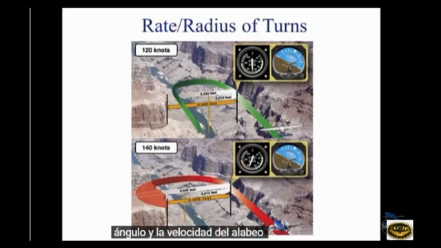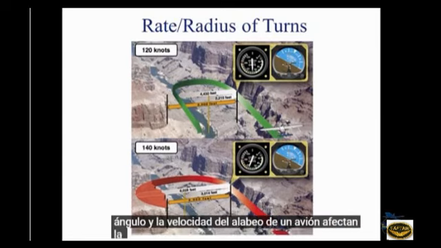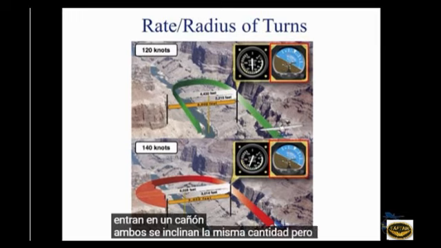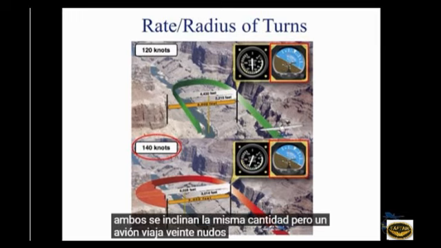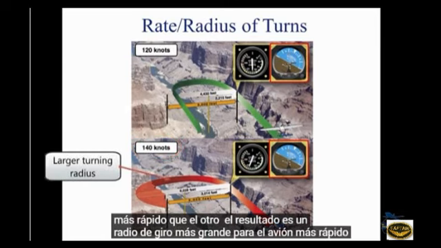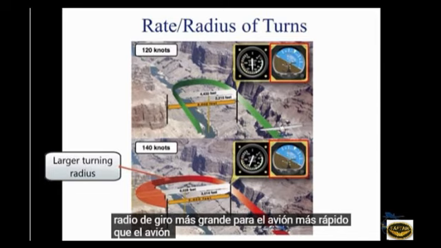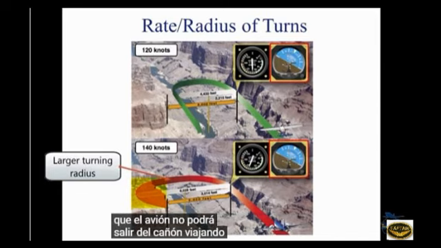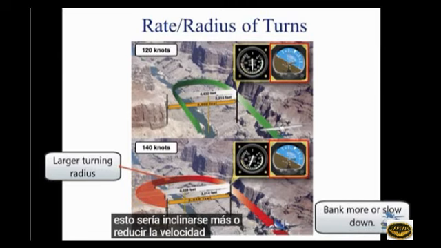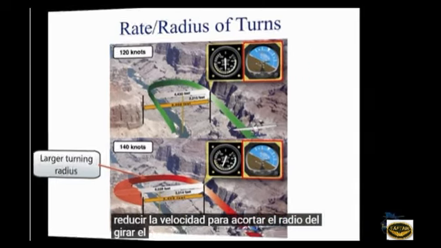An airplane's bank angle and speed affect how quickly and in what distance it can turn. In the above example, 2 planes enter a canyon. They both bank the same amount, but one aircraft is traveling 20 knots faster than the other. The result is a larger turning radius for the faster aircraft. That aircraft will not be able to make it out of the canyon traveling at its given speed. The way to correct this would be to either bank more or to slow down to shorten the radius of the turn.